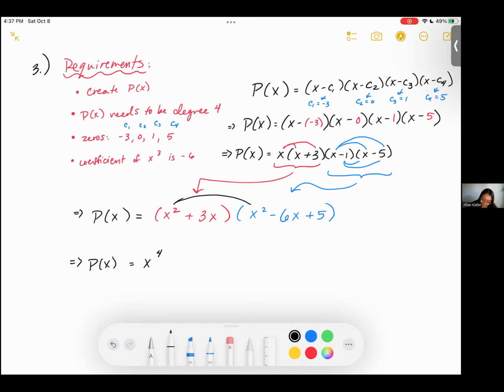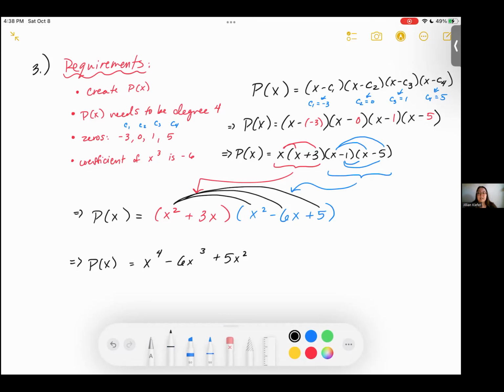And then we're going to take that first term and multiply it by the middle term. So x squared times -6x is going to be -6x cubed. And then multiply the first term by the last term. So x squared times 5 is going to be +5x squared.